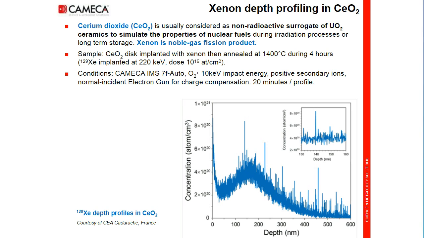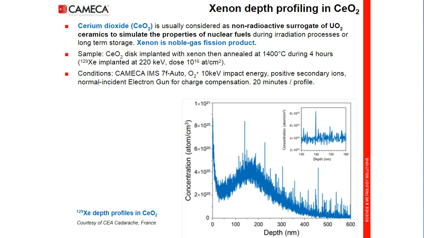The figure shows the xenon depth profile obtained in this sample. An inset provides a zoom of the profile over a selected depth range. The curve shows a baseline signal with a Gaussian in-depth distribution typical of ion-implanted species. Interestingly, numerous signal spikes could be detected on top of this baseline signal.